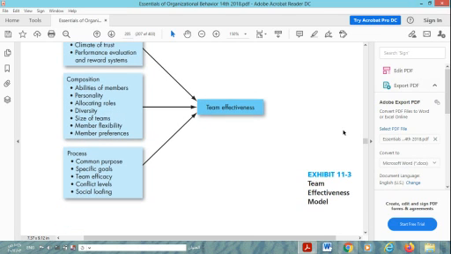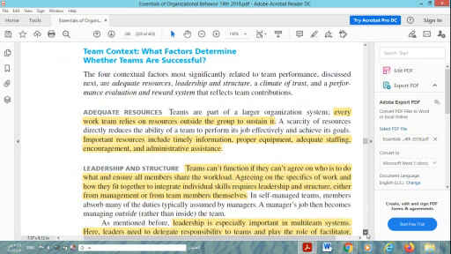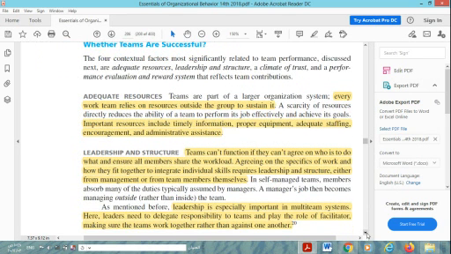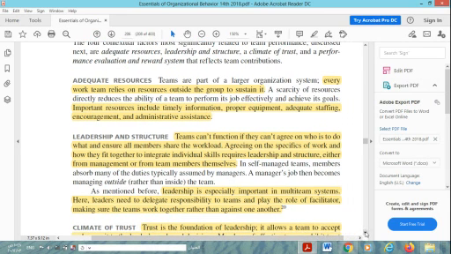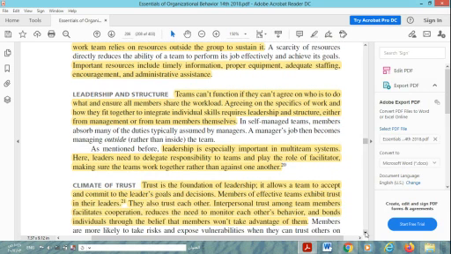Okay. So to talk in more detail about each subcategory, the first one, again, adequate resources. Every work team relies on resources outside the group to sustain it. Important resources include timely information, proper equipment, adequate staffing, encouragement, and administrative assistance, which should be provided to team members in order to perform their tasks.